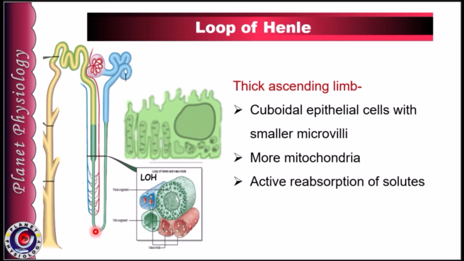Then as this descending limb takes U-turn, it continues as thin ascending limb of loop of Henle for some distance and then becomes thick ascending limb. Thin ascending limb of loop of Henle may or may not be present in the nephron. It depends on the type of nephrons which we shall study later in this part.